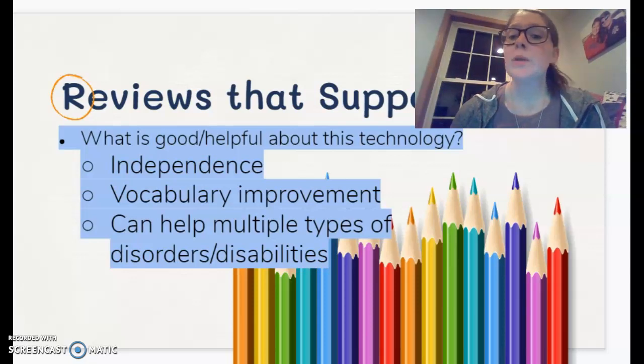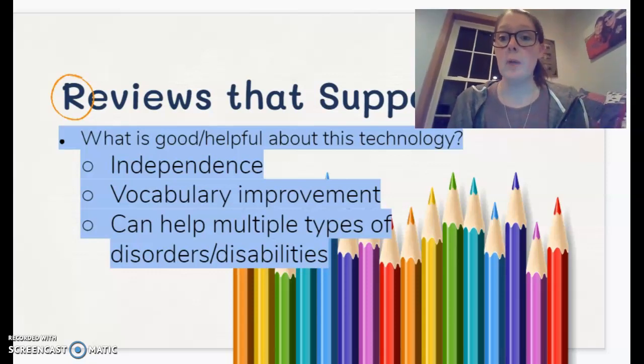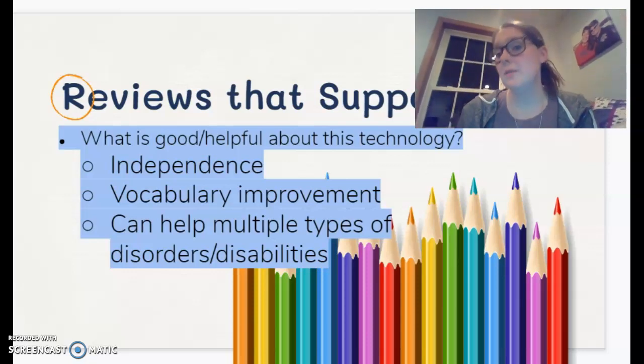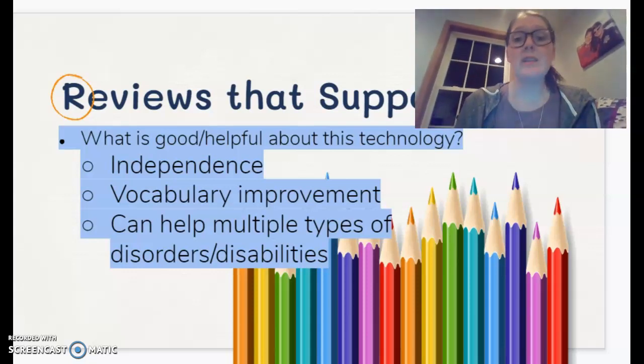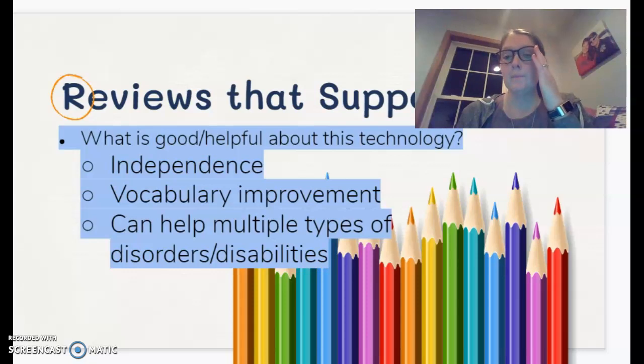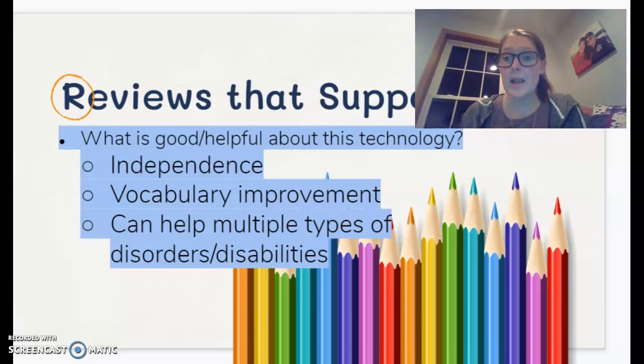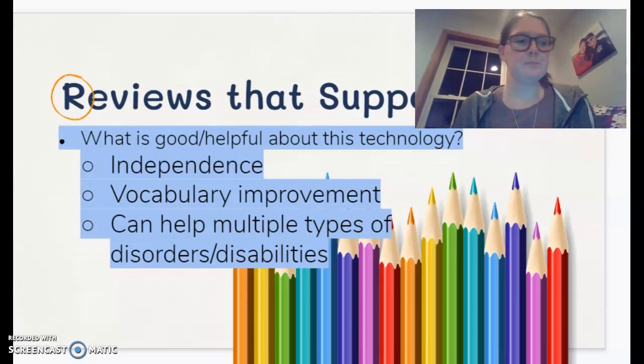And again, this can really help with vocabulary improvement. So if a student is struggling to comprehend reading just because they're getting caught on certain words, then this really helps them because they can scan just that word and then hit the dictionary option on the pen, and the pen will tell them what the word means so they can better understand, and that way their reading comprehension improves overall over time. And like I said before, it can help multiple different types of classifications and disabilities, which I think is great because some technology is super important for just one type of learner, which is great, but it also limits who can use it.